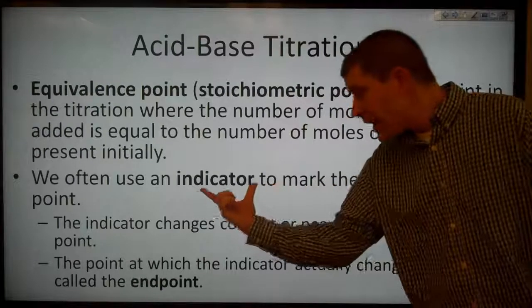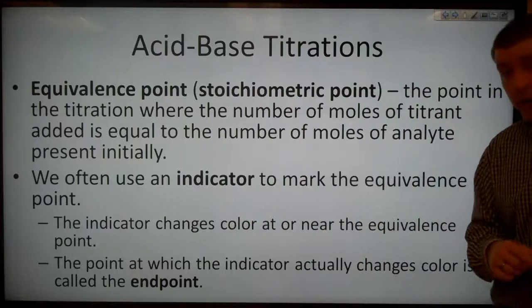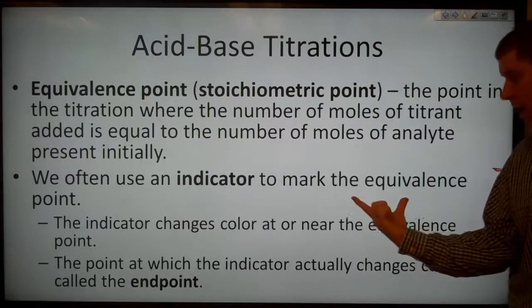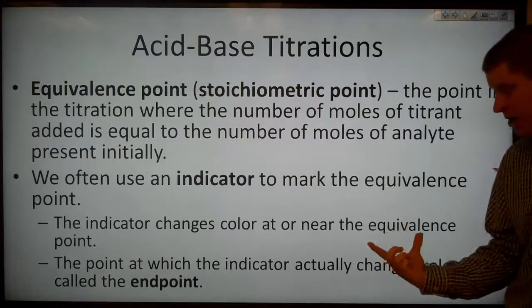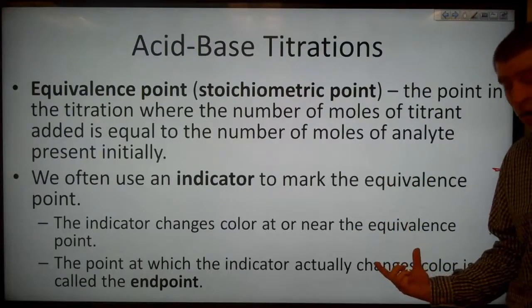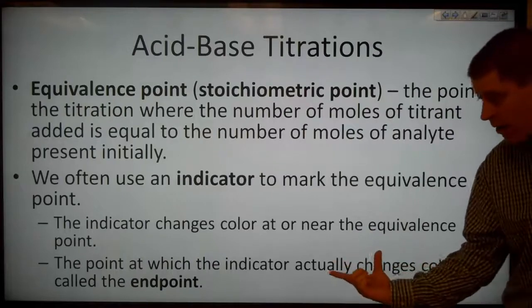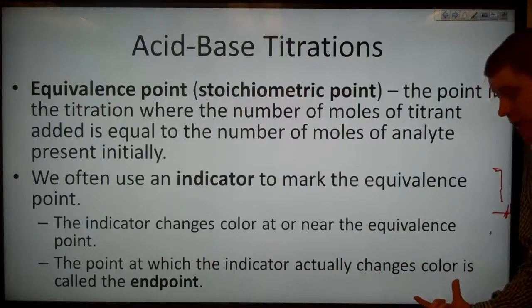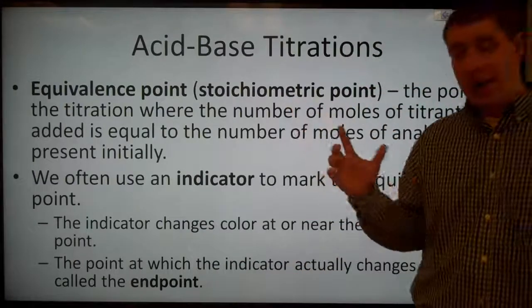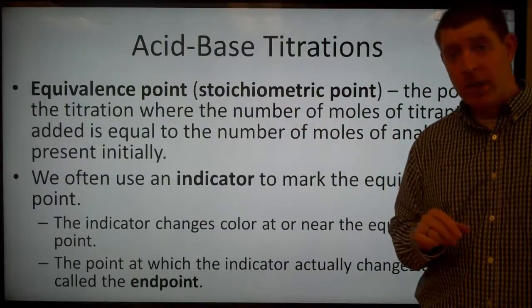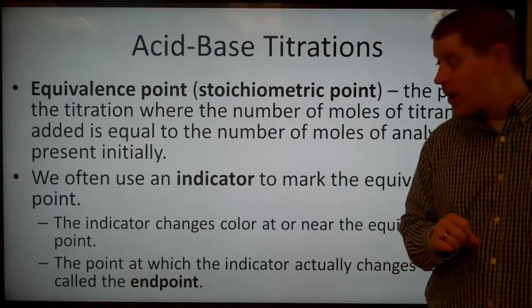So we often use an indicator, a pH indicator, an acid-base indicator, to mark the equivalence point for an acid-base titration. The indicator changes color at or near our equivalence point, and the point at which the indicator actually changes color is called the endpoint. Note that the endpoint and the equivalence point are not necessarily the same. In fact, most of the time they're not.